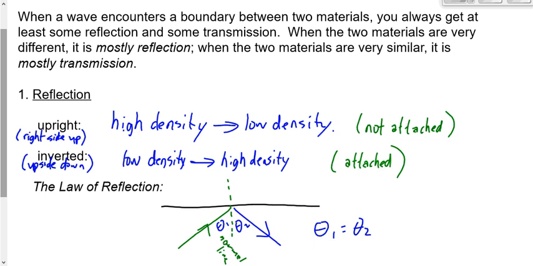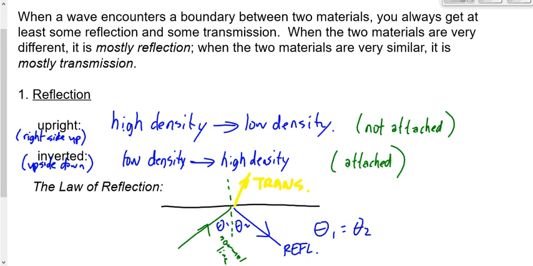Now, the part that's reflected will be right side up or upside down, depending upon the boundary, depending upon whether we're going from more dense to less dense or less dense to more dense. Now, the part of the wave that's transmitted will change direction. It'll also change speed. It'll also change wavelength. What won't change? The frequency. Once the wave has been made, the frequency will stay the same.